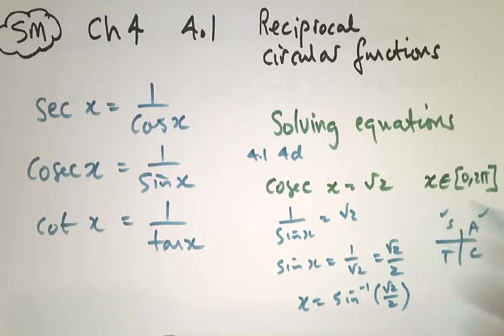Sine is positive in the first and the second, therefore theta and pi minus theta. And in this particular case, the sine of an angle equaling root 2 on 2, theta is pi on 4. Therefore x is going to equal pi on 4, or pi minus pi on 4, which is 3 pi on 4.